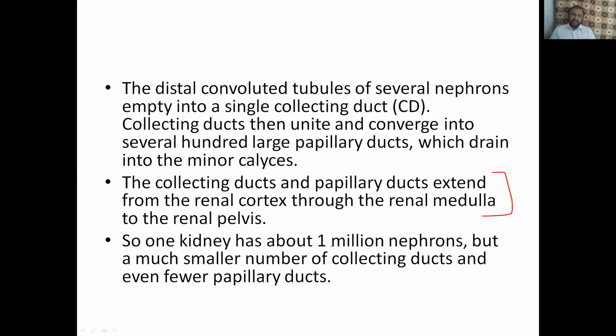So one kidney has about 1 million nephrons, but a fewer number of collecting ducts. क्यों? क्योंकि बहुत सारे DCT एक ही collecting duct में खुल रहे हैं और बहुत सारे collecting duct मिलके बहुत पेपिलरी duct बना रहे हैं. तो जैसे जैसे आगे जाएंगे नंबर कम होते जा रहे हैं.